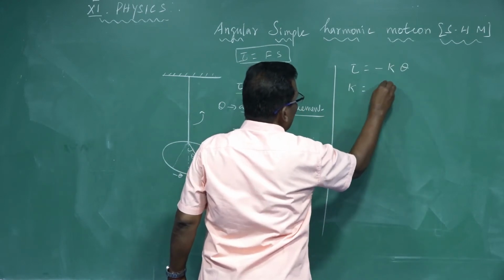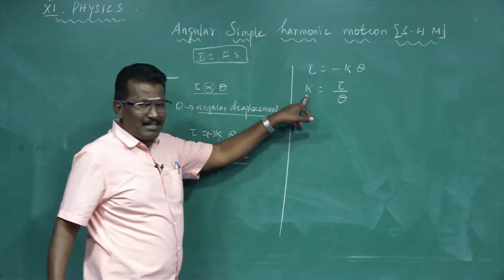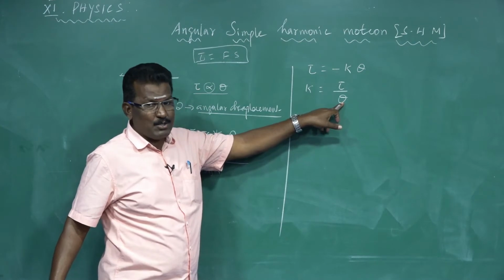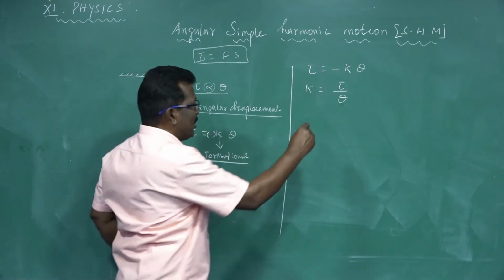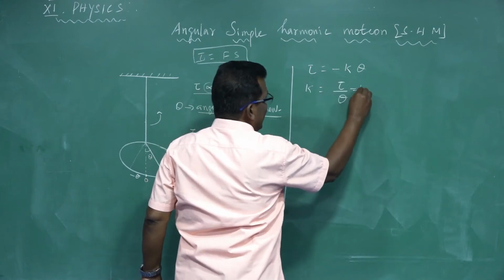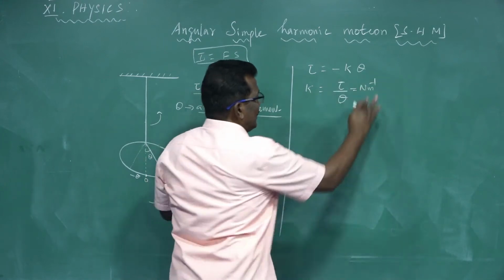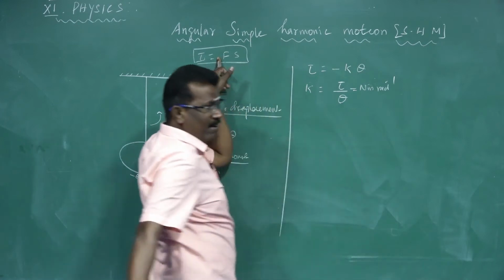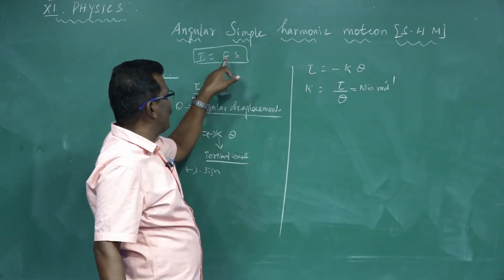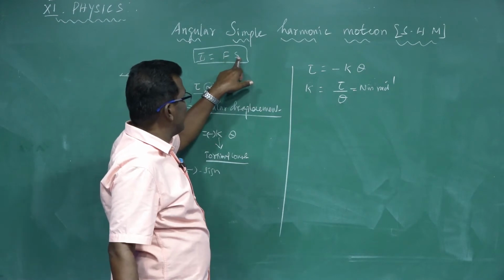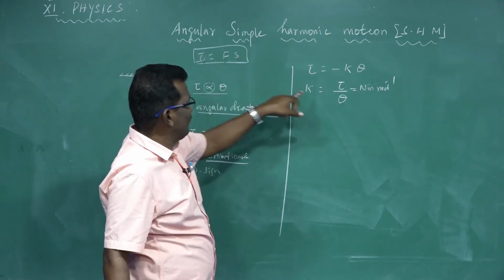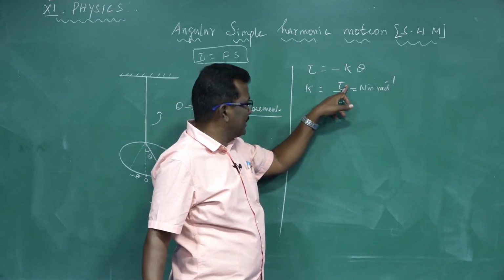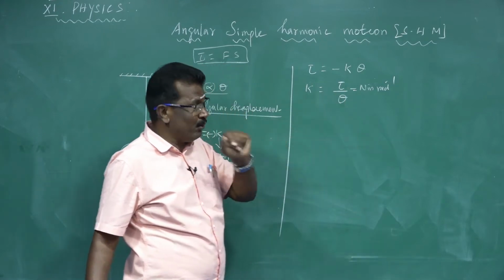So k is equal to tau by theta. That is the torsional constant: the torque produced per unit angular displacement. Its unit is Newton meter per radian, not Newton per meter. Torque is force times distance, tau equals F times distance, so the unit is Newton meter per radian. So k is the torsional constant, the torque per unit angular displacement.